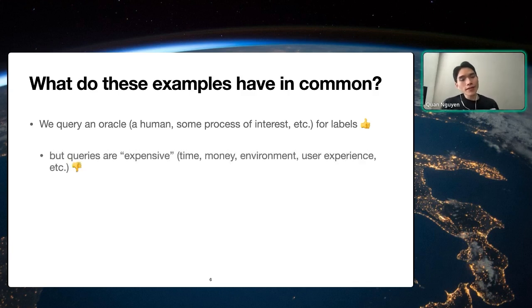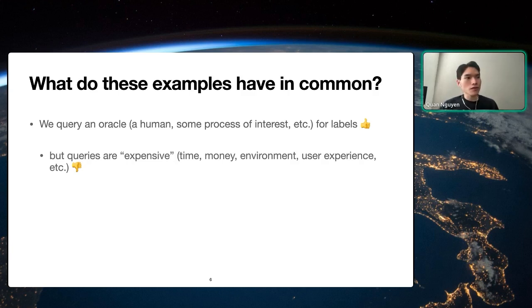But what makes this problem challenging is that queries are expensive, right? Every time you query the oracle, you incur some costs, either in terms of time or money or some safety critical condition. In Wheel of Fortune, again, coming back to the game, every time you make a guess, if you guess wrong, then you lose your turn.